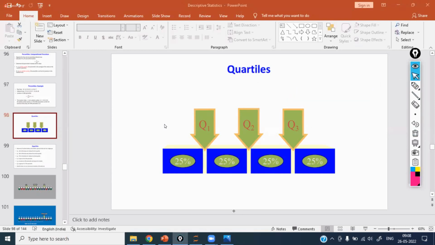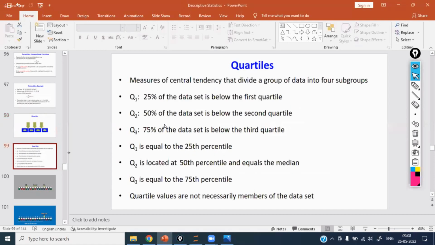Okay. 25 percentile is Q1. Q2 is given by 50 percentile. Q3 is given by 75 percentile. So Q1 is nothing but the 25 percentile of the data, meaning 25% of the data points are below it. From that position it is below. For the 50 percentile, 50% of the data points are below this. For the 75 percentile, 75% of the data is below this.